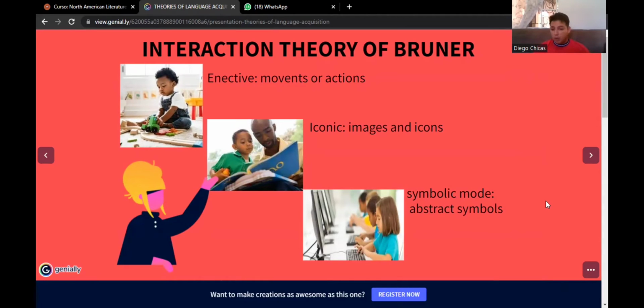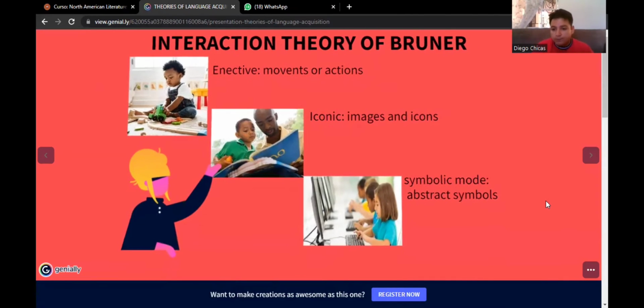And the symbolic mode is related to more abstract ways of thinking, when we try to think and understand the world around us in a more complex way. And all these three modes are based, as already said, on the interaction with the people and with the environment around us.